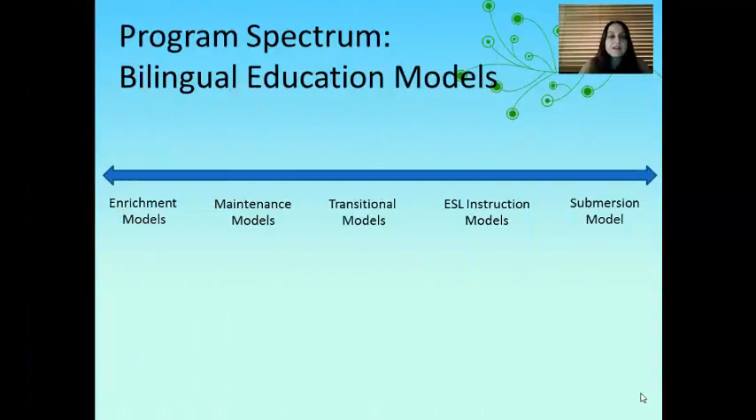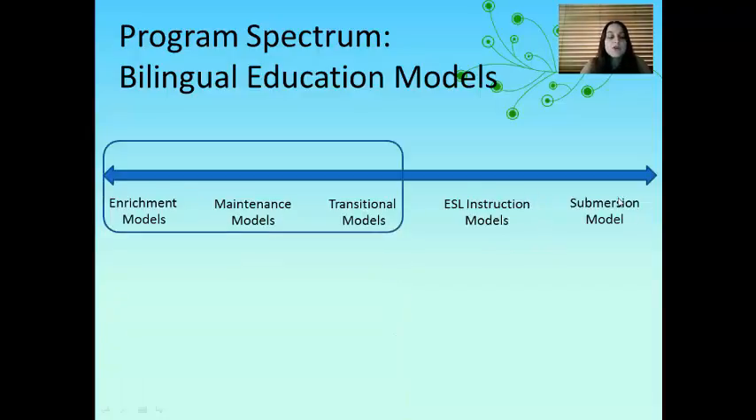So as we begin to define the different program models for English language learners, we can think about it as representing sort of a continuum, okay? And you can see this continuum represented right here, going all the way from enrichment models to maintenance, transitional, and then to ESL and submersion models, okay? So the first 3 on the left-hand side of the continuum, enrichment, maintenance, and transitional models, are bilingual models, okay?